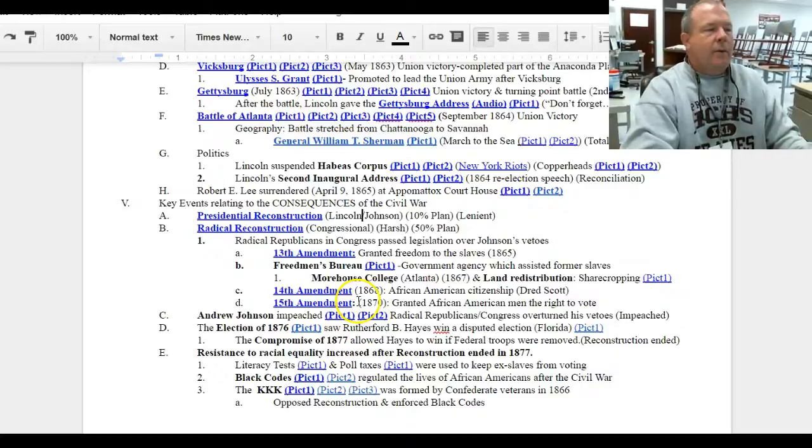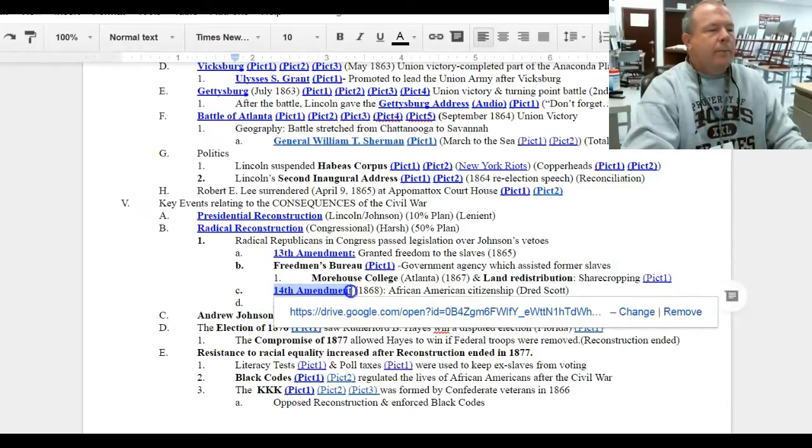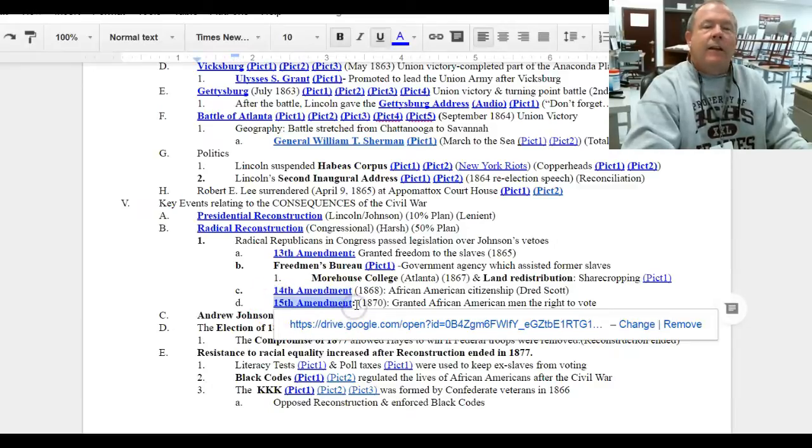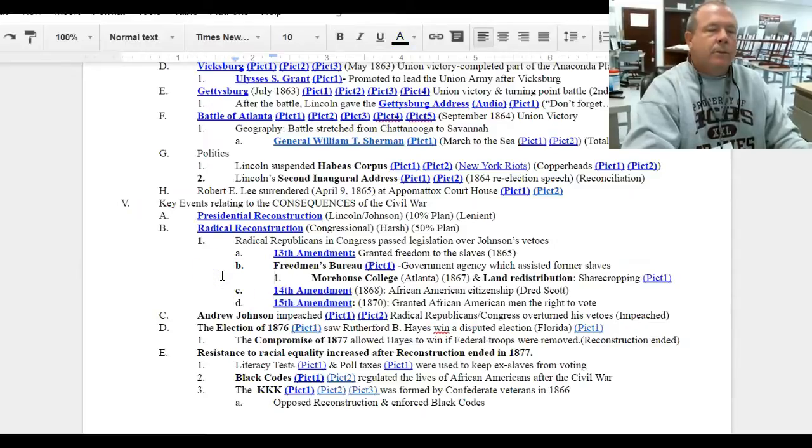One of the other things that the Freedmen's Bureau did was start a college in the South, specifically in Georgia, known as Morehouse College. That was begun in 1867, to provide education for young African-American men to become preachers. The 14th Amendment, passed in 1868 by Congress and the states, granted African-American citizenship. This is going to overturn the Dred Scott decision. And then in 1870, the 15th Amendment is going to grant the right to vote to African-American males.